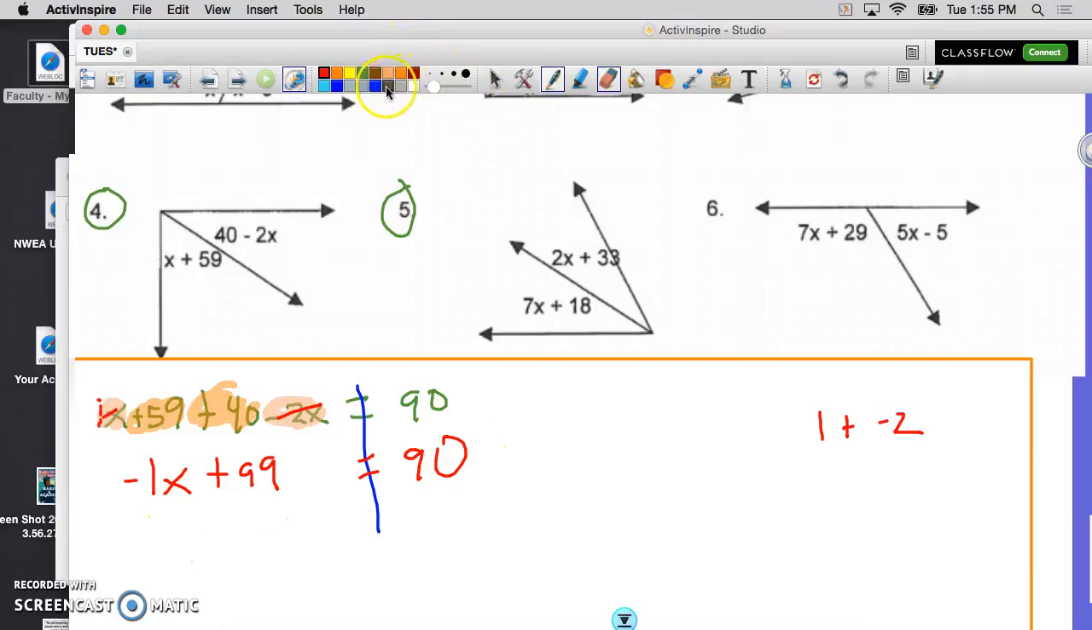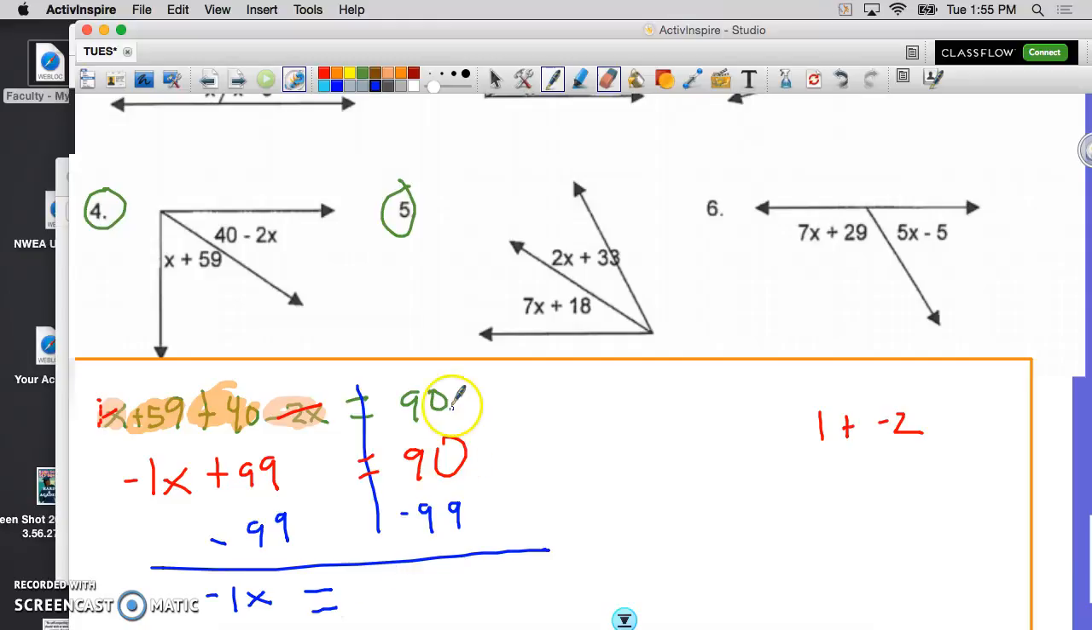Now it's time to start getting x by itself. So remember, I'm going to get rid of the 99 first by doing the opposite of what I see. Minus 99 here, which means I'm going to minus 99 here. And what happens is this drops down: negative 1x equals 90 minus 99, which is negative 9. Now, remember, at this point I would have said, oh, okay, just get rid of this, and x equals negative 9. But that's not the case in this part.